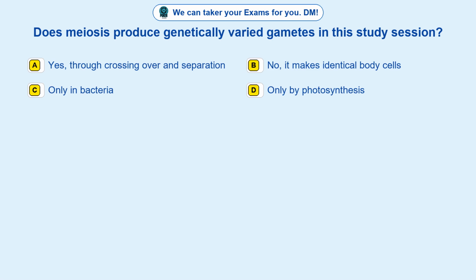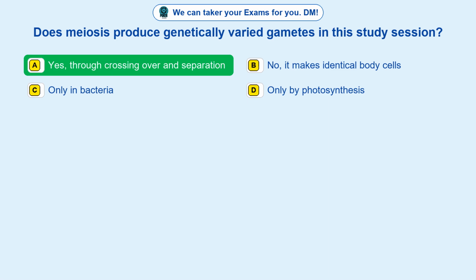Question 16. Does meiosis produce genetically varied gametes in this study session? Option A. Yes, through crossing over and separation. Option B. No, it makes identical body cells. Option C. Only in bacteria. Option D. Only by photosynthesis.